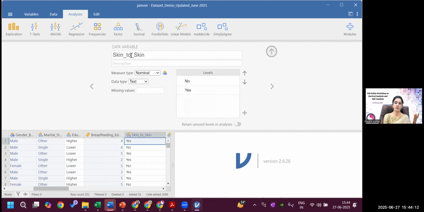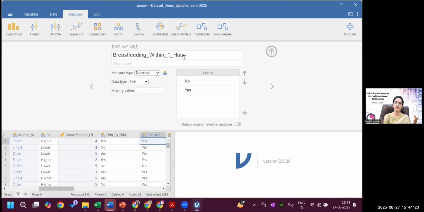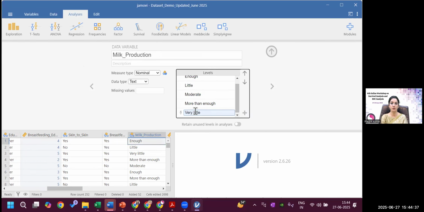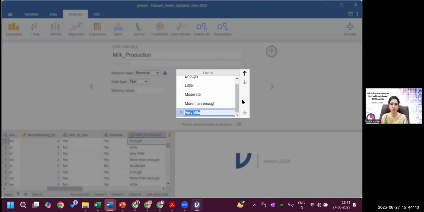And then this is your skin to skin contact, if the skin to skin contact was given or not after the delivery of the baby. This is breastfeeding within 1 hour, no or yes. This is your milk production. That means perception of female regarding the milk production, whether there is enough milk production, little, moderate, more than enough or very little. You can see here if there is a change, very little comes down. So you can change this. I want this very little to go up. So I'll move this very little up and enough down here.